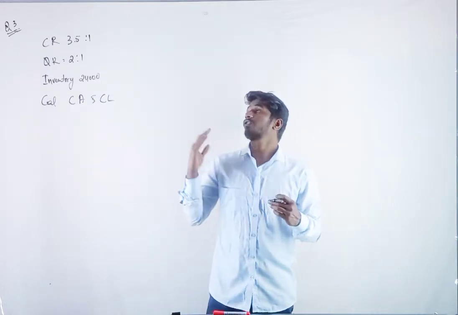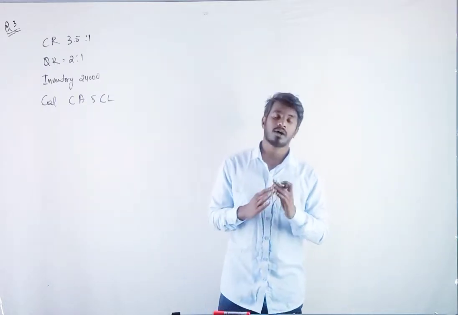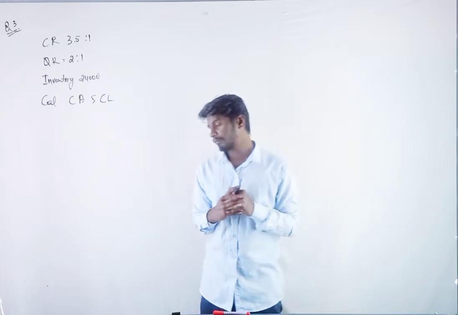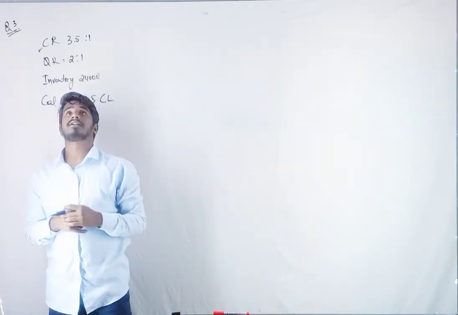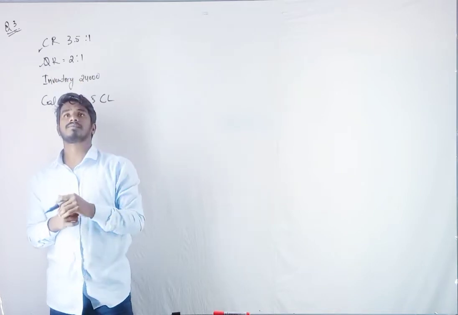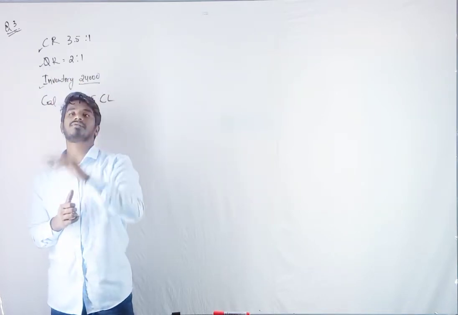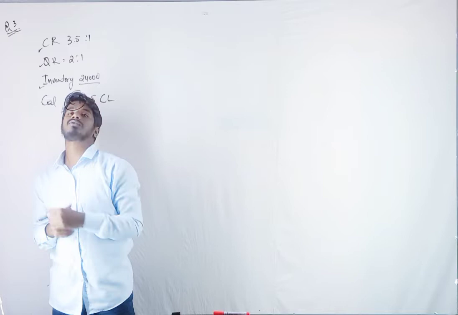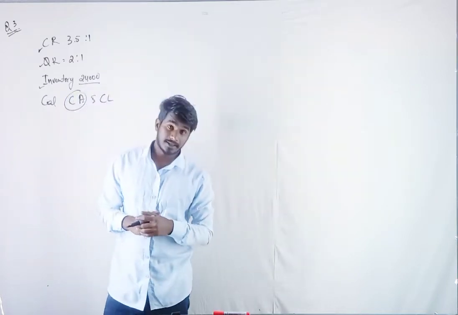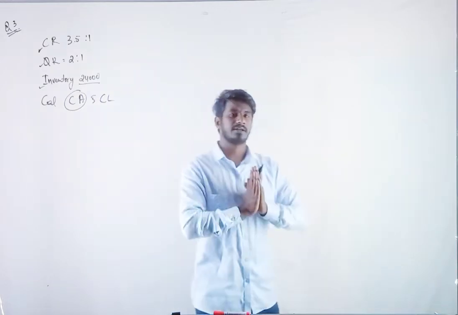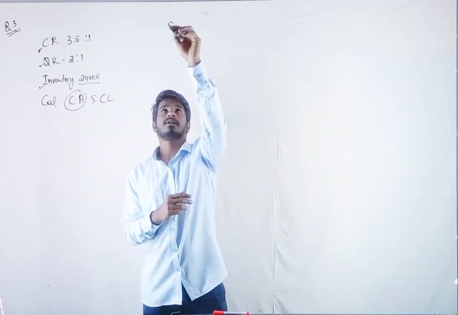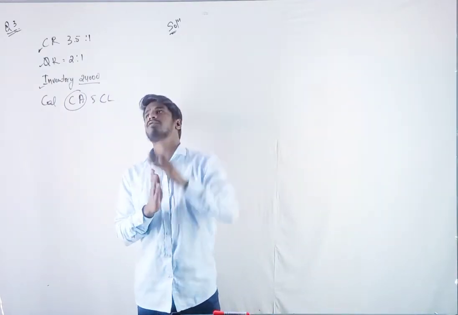The question number 3 is on the board. You can take down the question. Let us read it first. They have given current ratio, quick ratio and inventory 24,000 and asked for current asset and current liability. So how will we calculate? Let us see the solution.